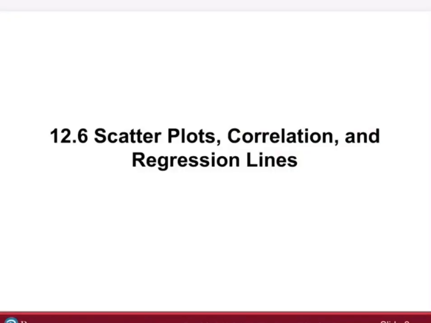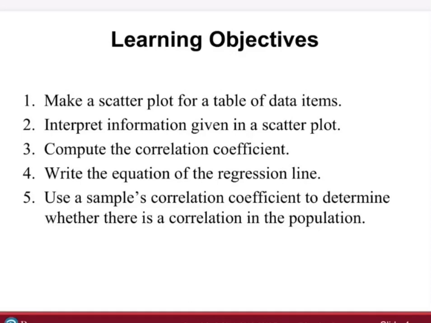Okay. And so this is section 12.6, scatter plots, correlation and regression lines. A few learning objectives here. 1, make a scatter plot for a table of data items. 2, interpret information given in a scatter plot. 3, compute the correlation coefficient. 4, write the equation of the regression line. 5, use a sample's correlation coefficient to determine whether there is a correlation in the population.